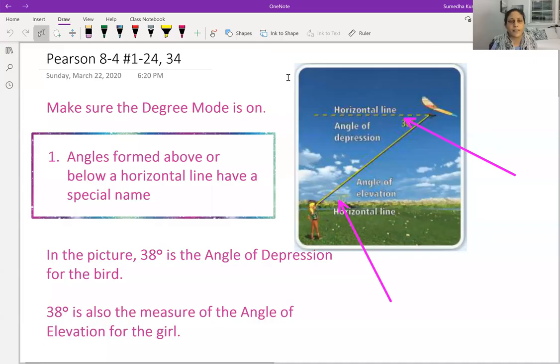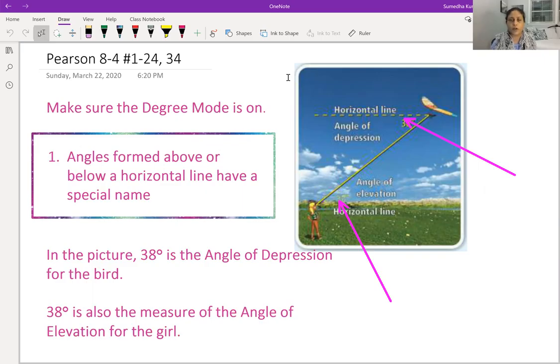All right, guys. Hi. Today we're going to learn how to calculate parts of a triangle when you know the angle of depression or the angle of elevation. You need to make sure that your calculator is on the degree mode before we begin this.